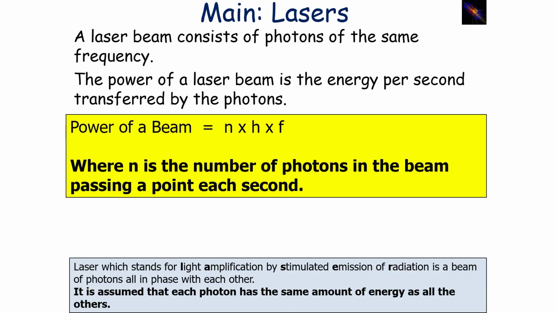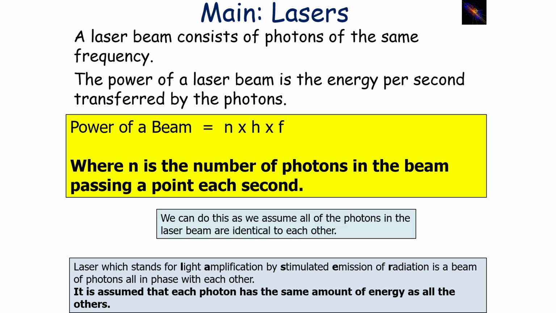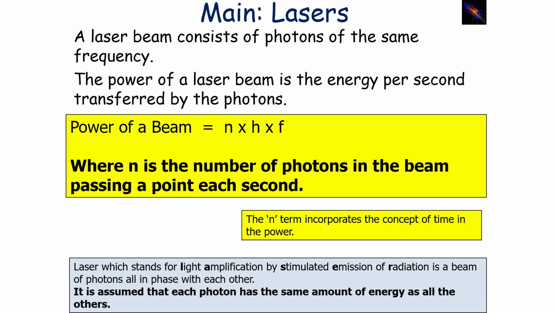Now, we know that the power of a laser beam is the energy transferred per second by the photons. So we can say that the power of a beam is n times hf, where n is the number of photons in the beam passing a point in each second. We can only do this because we're assuming that all of the photons in the laser beam are identical to each other. Now, this value of n incorporates the concept of time into the power equation.